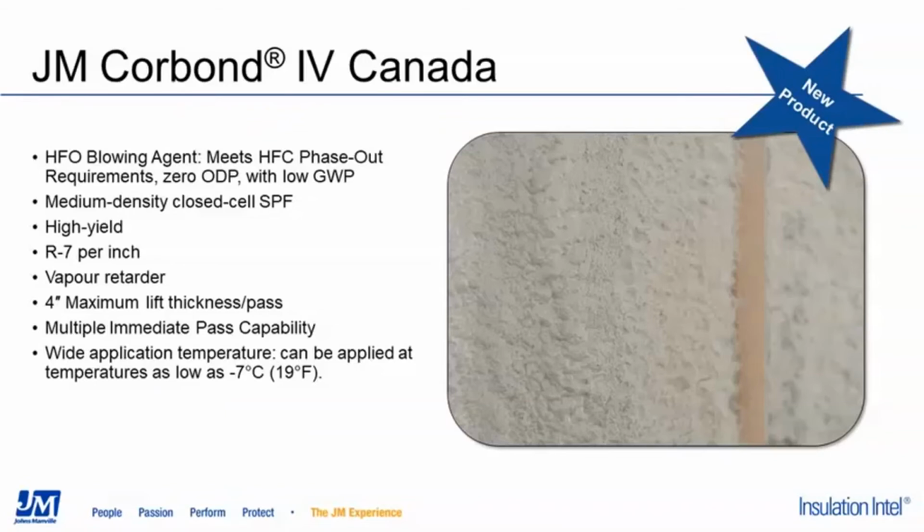Coming in and taking a look at our Corbond IV Canada, this is made with an HFO blowing agent. This meets the Freon phase-out requirements. It has 0 ODP and has a very, very low global warming potential. It's a medium density foam, which means it's about 1.9 to 2 pounds per cubic foot. It has very high yield. And again, as I talked before, it does have R7 per inch and can be a vapor retarder at 1.5 inch. We can do a maximum lift of 4 inches without having a fire issue.